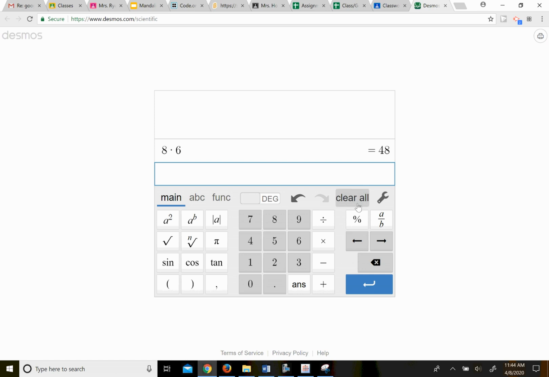If I want to clear the whole thing, or let's say I have a couple of things in there and I want to clear this whole thing and what's in here, clear all clears everything: what you're currently working on and the whole screen of everything above you.